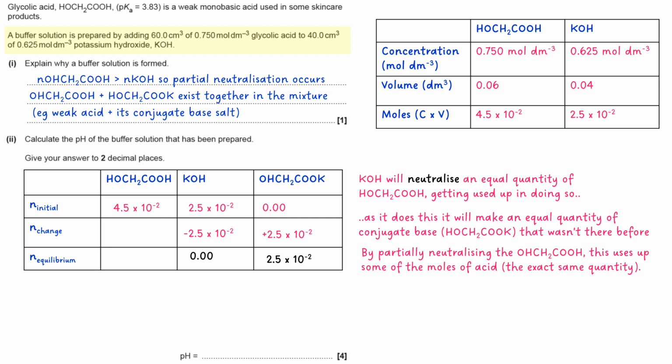Now by partially neutralizing the glycolic acid, some of the glycolic acid will be used up. The amount will be the amount of strong base that was added. So you subtract 2.5 times 10 to the minus 2 from your original 4.5 times 10 to the minus 2, which gives us 2.0 times 10 to the minus 2.